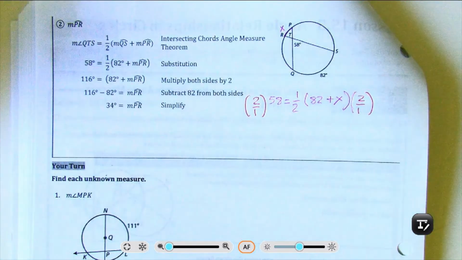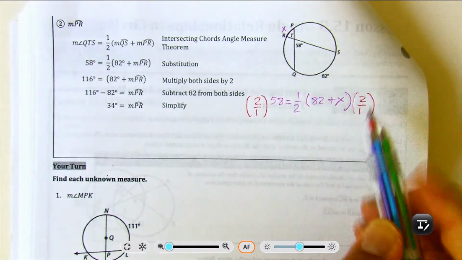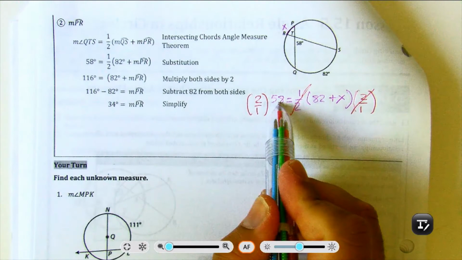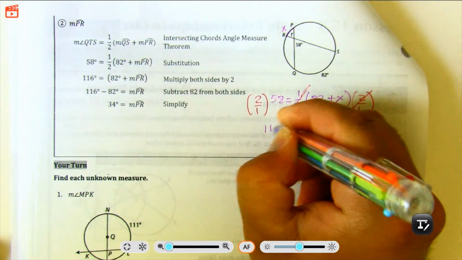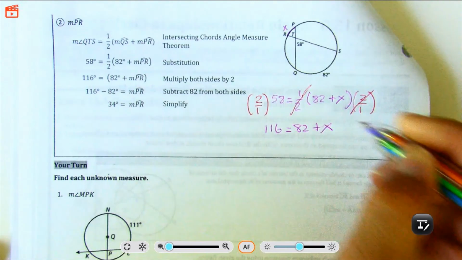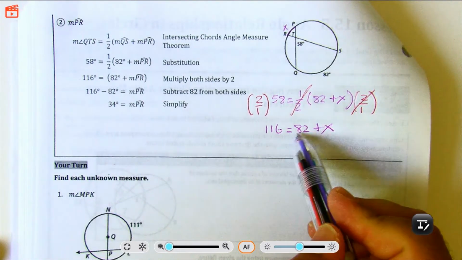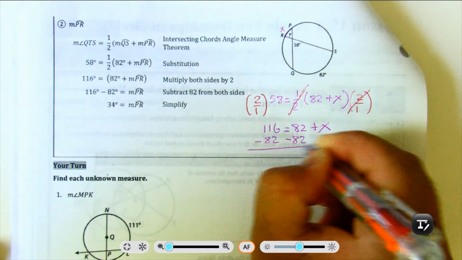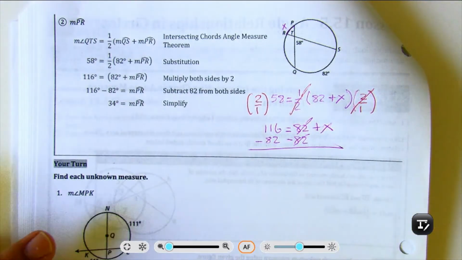Okay, so 1/2 times 2/1, these reduce, so they pretty much go away. 2 times 58 is 116. So we end up with 116 is equal to 82 plus X. Next, we want to solve for X, so we need to subtract 82 to both sides. Subtract 82 here, and then subtract 82 right here. These are going to cancel out, and then 116 minus 82 is 34. So X is equal to 34.